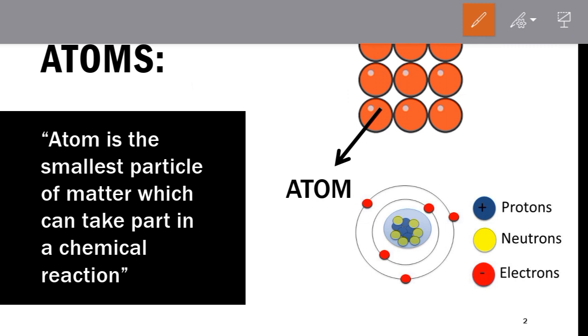Students, as we can see, this central part which is containing the protons and neutrons is called the nucleus of an atom. The proton carries positive charge, neutrons carry no charge, and electrons carry negative charge in it.